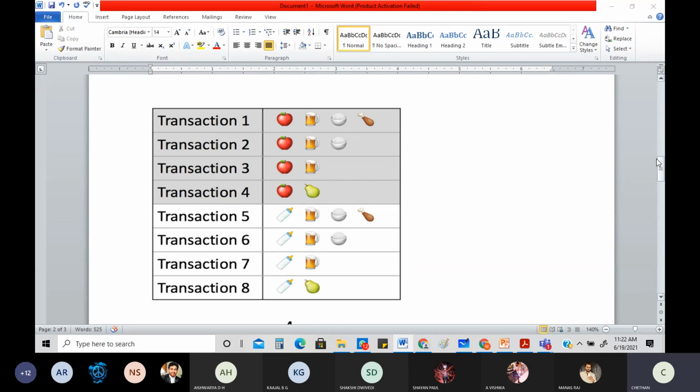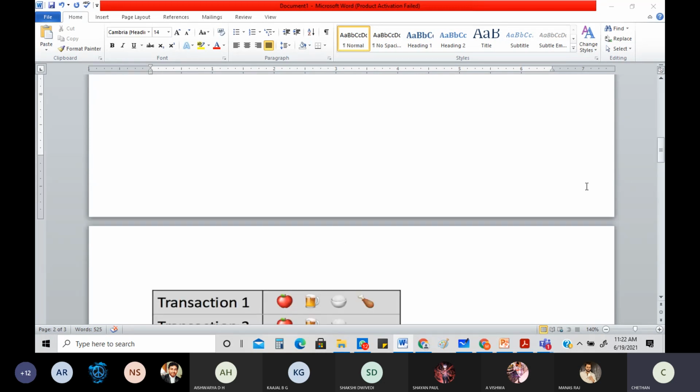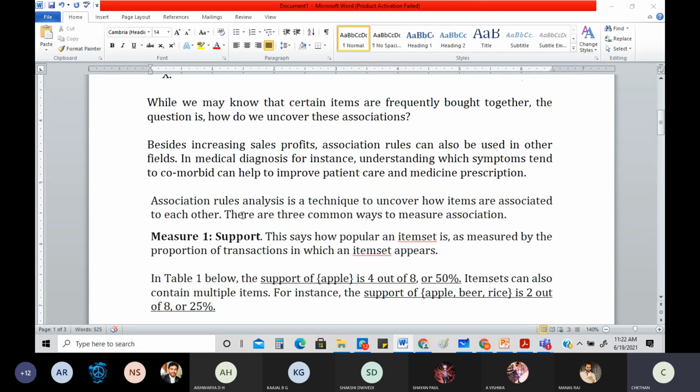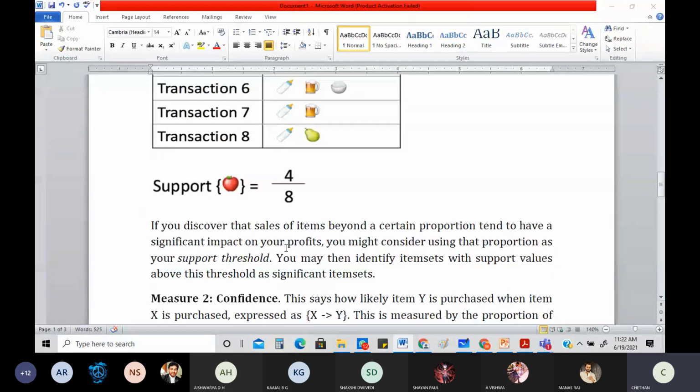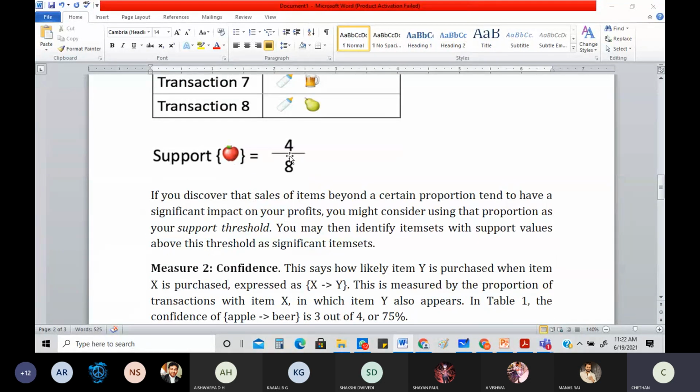Please understand carefully again, this is something which you have already studied. I'm saying it again because I need to take all these things to a place to say what the evaluation of patterns is. So let's look into this. What is the support of the Apple? You get 4 out of 8. What is 4 out of 8? It is 4 divided by 8.